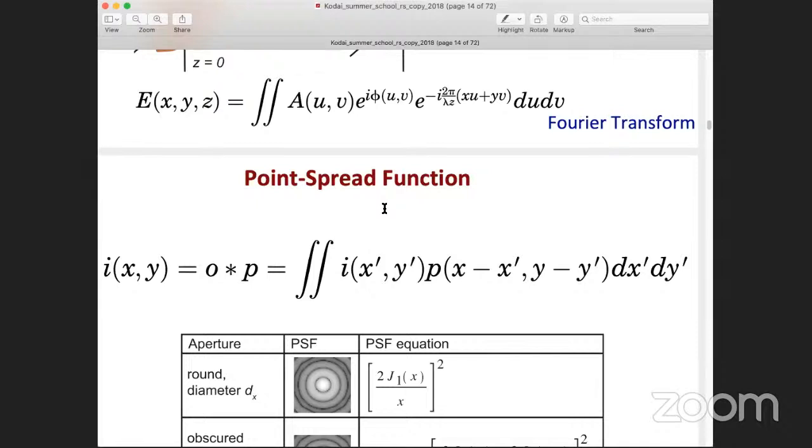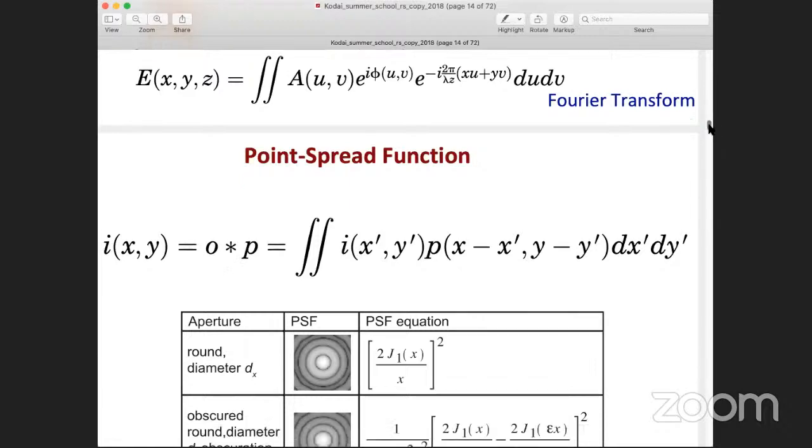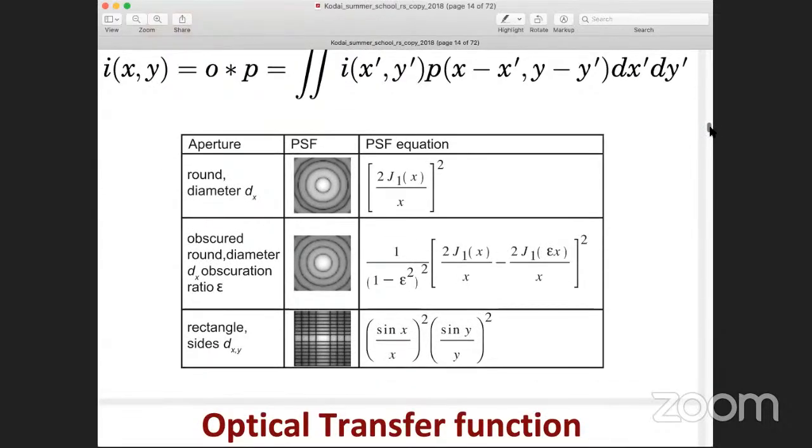But in the case of an extended object, where the angular size is much larger, it is not a point source anymore, it is well resolved, and then the image formation can be written as the convolution of the object with the point spread function. These are typical examples of the point spread function. For a circular round aperture of diameter D, we have the Airy disk pattern in the central part, and this is the point spread function.